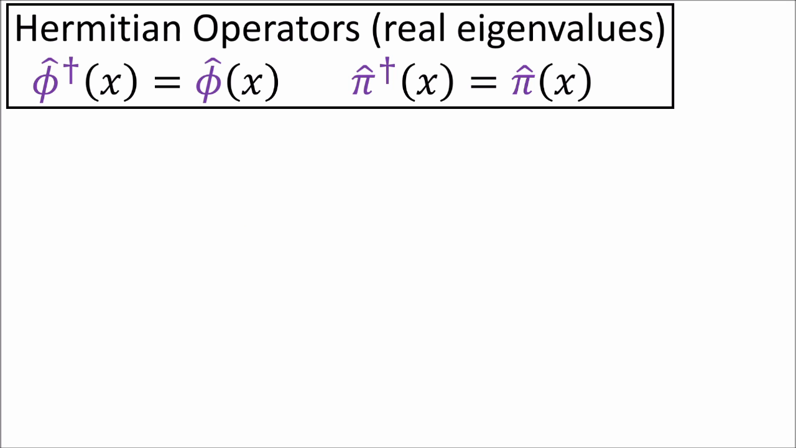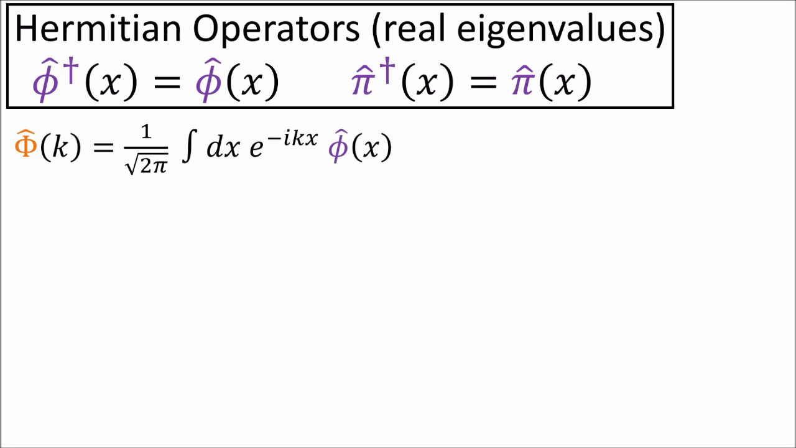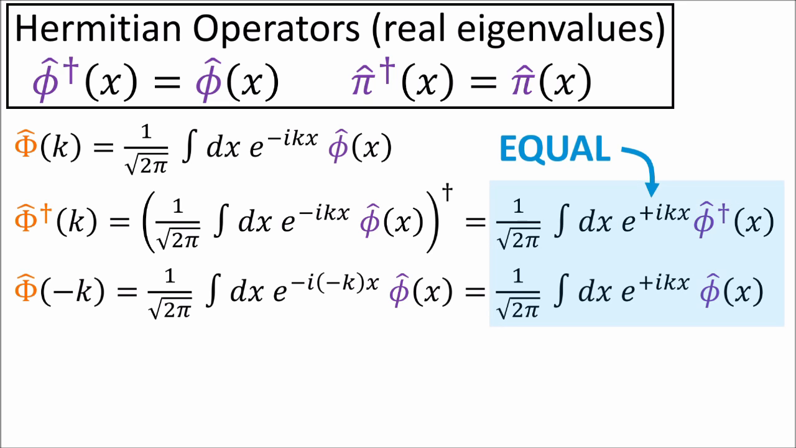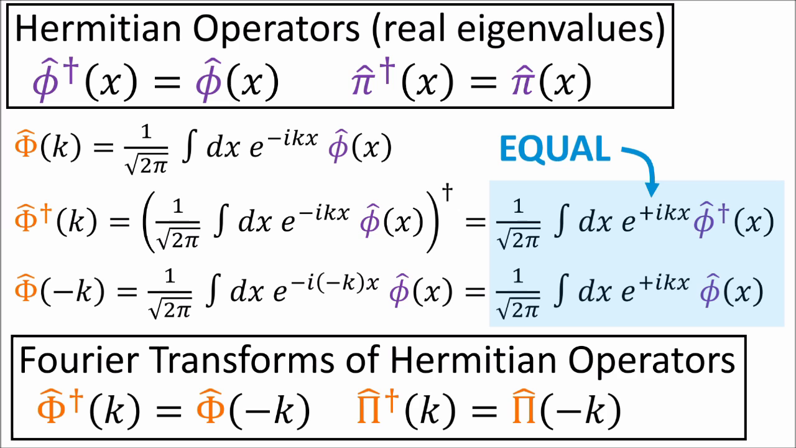Now, our phi and pi operators still represent real fields with real observable eigenvalues, so they are still Hermitian operators. As a result, it can be shown that their Fourier transforms big phi and big pi have a special property where their Hermitian conjugate equals the same operator, but with the negative wave number. This is a property that will come up later.